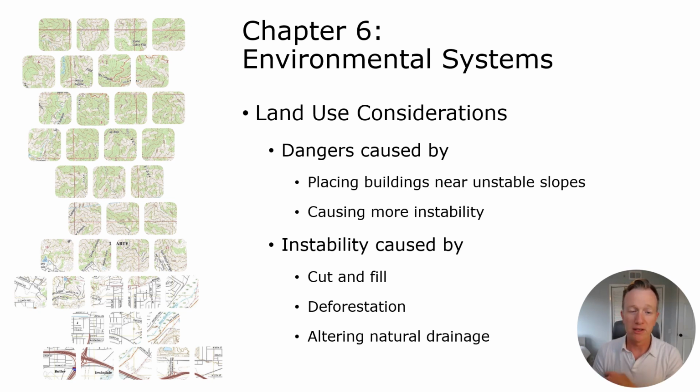That can create instability. If you remove a lot of plants and you deforest that area, that can also cause a lot of instability because that vegetation is helping absorb all the water. Once you remove the vegetation, the soil is now absorbing it, or it's all just running down the hillside. And then altering any natural drainage courses is going to just accelerate your erosion and create additional instability.